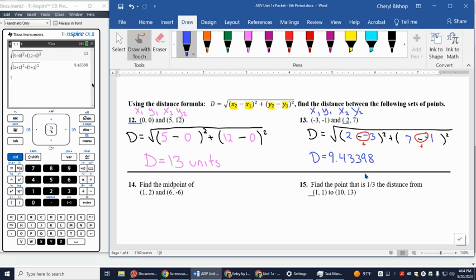In this class, because we're trying to practice for someday when we're taking an AP course, they're going to always ask you to round to 3 places. So if it doesn't tell you what to round to, it's always good to just practice rounding to 3 places, which means after the decimal point, we go 1, 2, 3. Look at the 4th one. Do I need to round up? Yes, it's 5 or bigger, so we need to round up. So my distance is going to be 9.434 units.